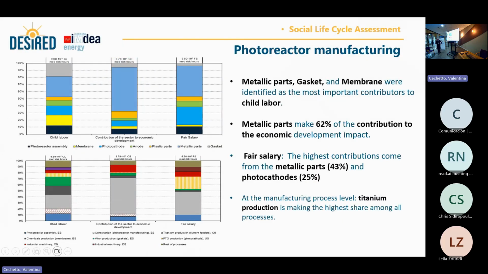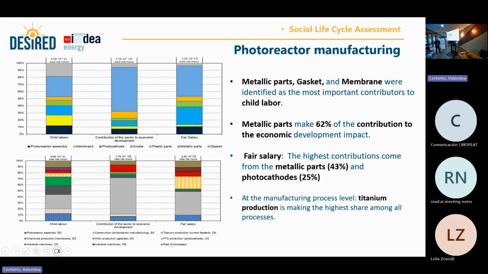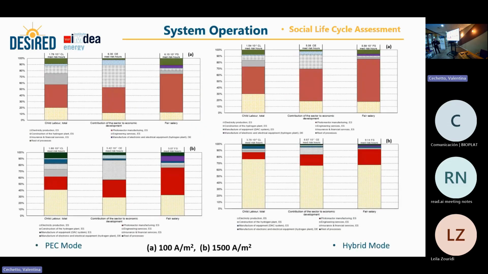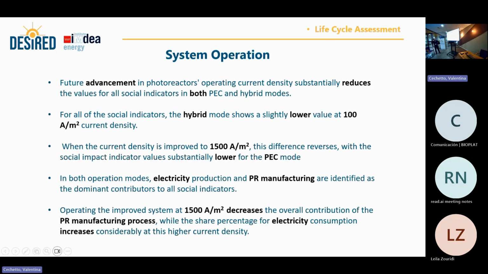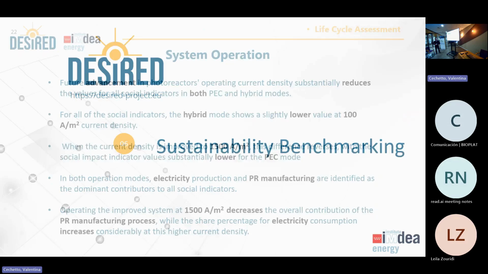Regarding the social aspect, we have the same graphs to identify the hotspot. Again, metallic parts, gasket and membrane are the main contributors to the social impacts that we have. Child labor, contribution to the economic development and fair salary are the indicators that we have. And also same results for the operation phase. At the operation, again, by future advancement, the social impact will be much less than the current state. And electricity and photoreactor manufacturing are the main contributors to the social impacts of this technology.